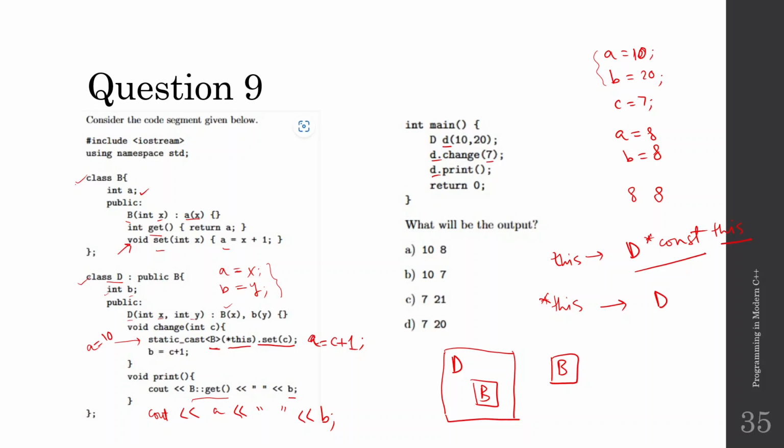So after the first line A will remain 10 and B will change to C plus 1. B will change as it is because there is no casting or anything involved. So A will be 10 and B will be 8. So when we print this, we'll get 10 and 8. So the answer will be 10 and 8, which is A.